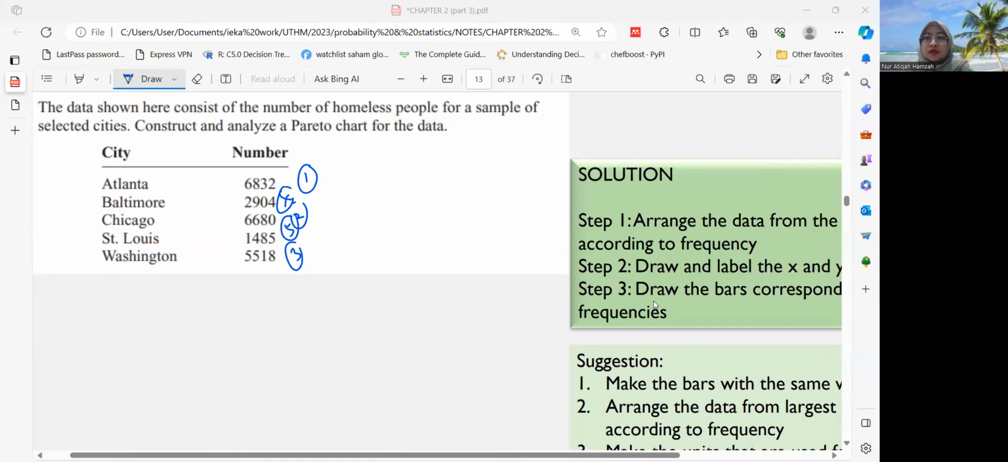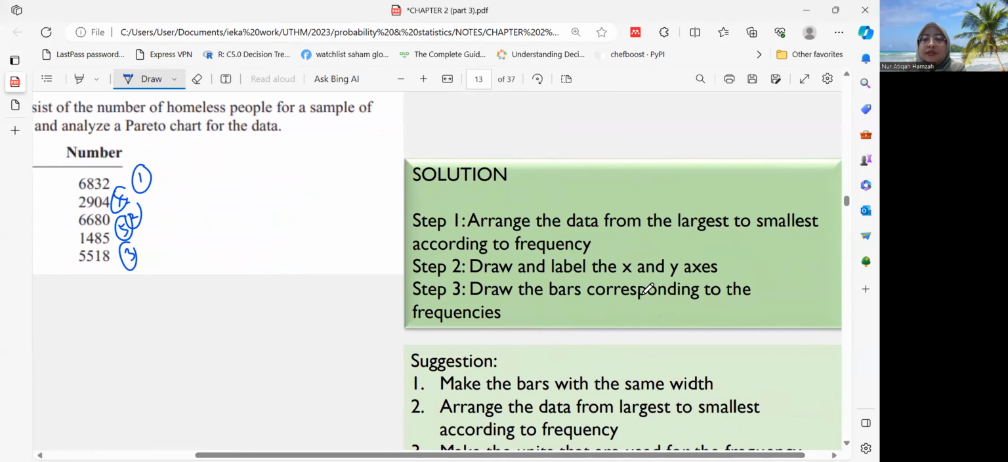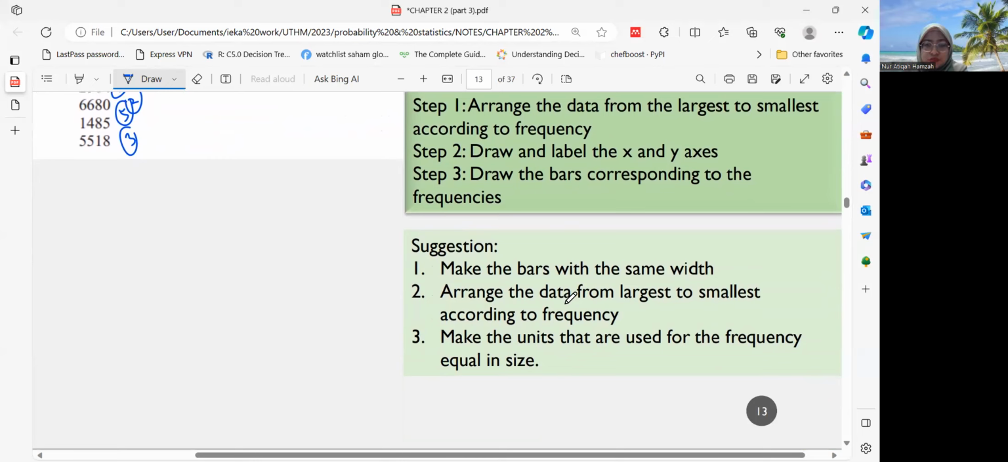Okay, so the next step after we arrange the data based on its frequency from descending order is to draw and label the X and Y axis. Step 3 is you have to draw the bar corresponding to the frequency. Okay, so the suggestion, when you draw this kind of graph, you have to make sure the bars have the same width. Okay, janganlah sekejap kecil, sekejap besar. We have to be consistent in terms of the width of the bar. And then you have to arrange the data from the largest to smallest according to frequency. And then make the units that are used for the frequency equal in size.